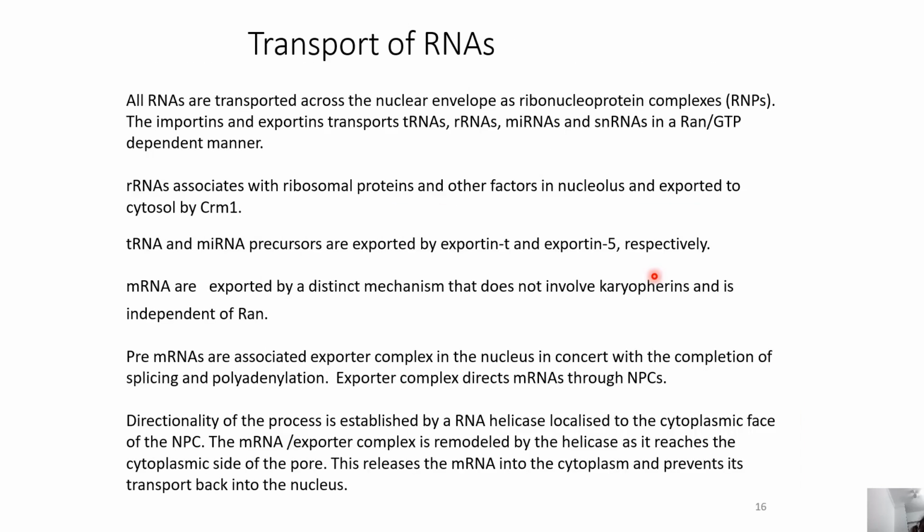So all RNAs are transported across the nuclear envelope as RNPs, in an exportin and RNA-dependent manner. RNA is associated with adaptor proteins and other factors in the nucleus and exported. Precursors to ribosomal RNA are exported by exportins. mRNAs are exported by a distinct rapid mechanism that does not involve exportins, crossing the membrane.